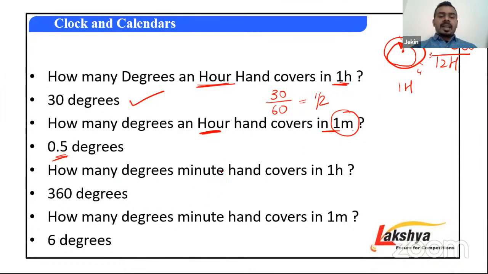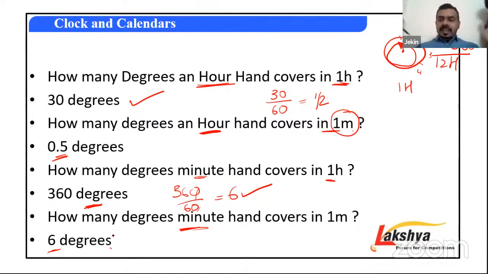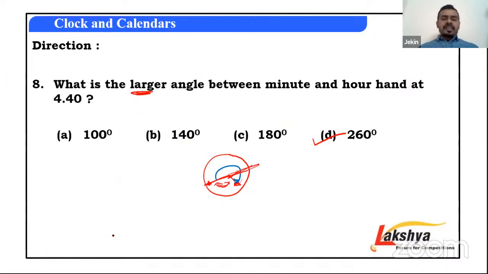Similarly, a minute hand will cover 360 degrees in 1 hour, and a minute hand would cover 6 degrees in 1 minute, because we divide 360 by 60. So what do you get? 36 by 6, which is nothing but 6. Therefore, a minute hand will cover 6 degrees in 1 minute. I hope this is clear to you until now. Okay, now with this knowledge, let's try to solve the previous sum itself.